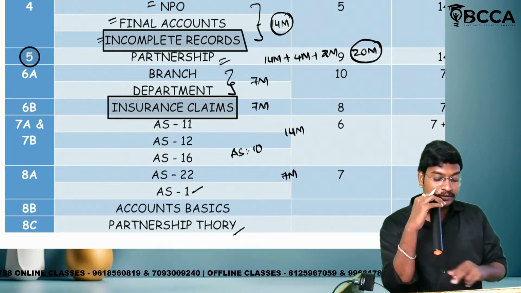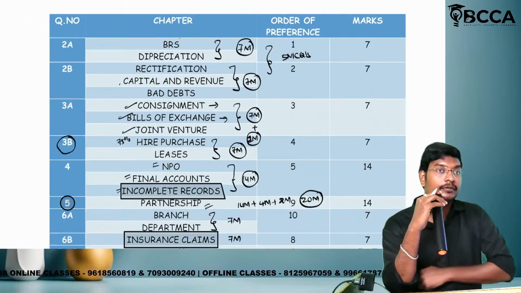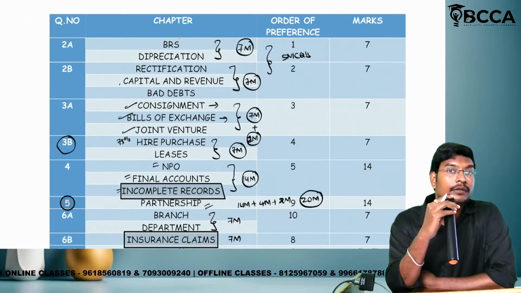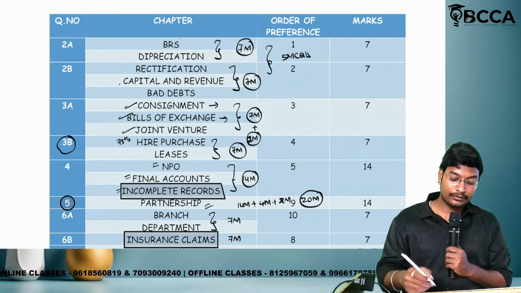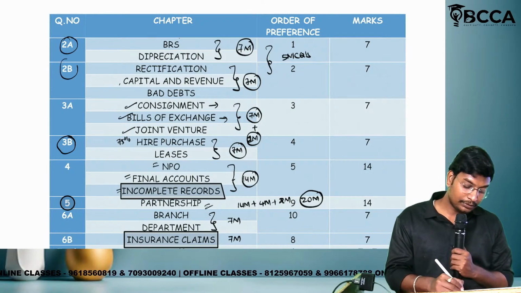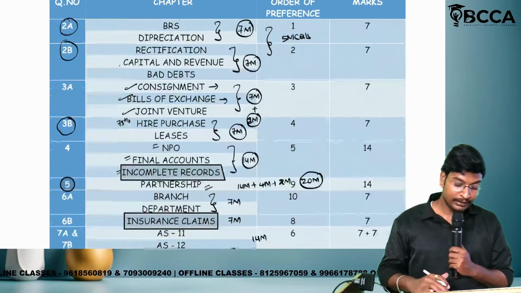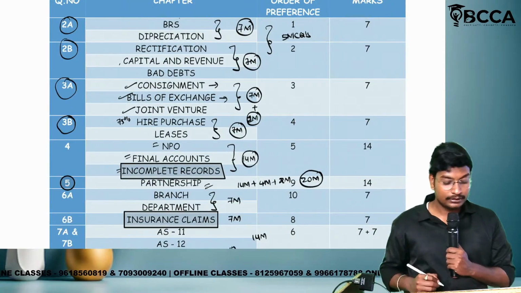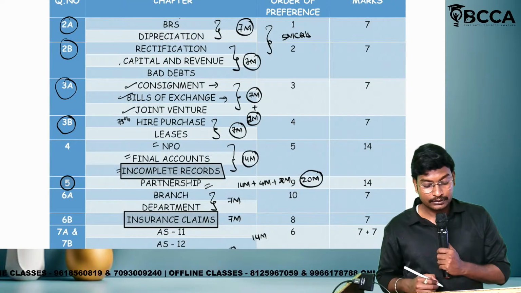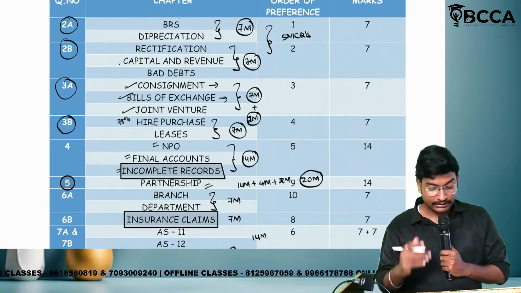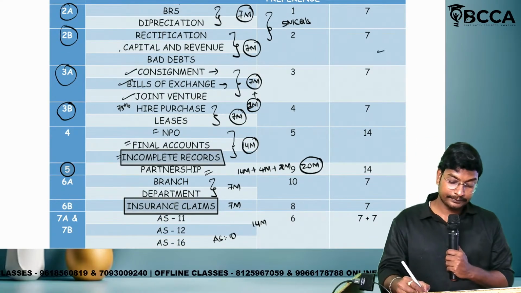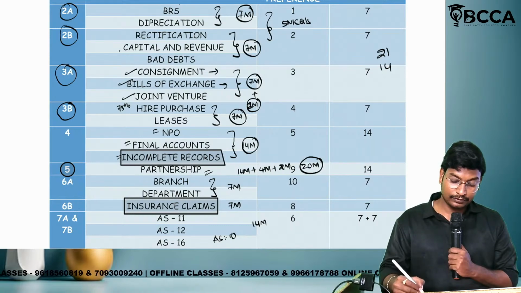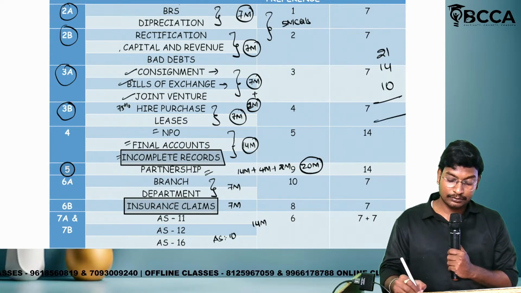If you observe from the basics, what is the meaning of basics, sir? Means from the CMA foundation syllabus, how many marks are we getting? We are getting here 2A and 2B, 21 marks, and 3A, 7 marks. Totally 14 plus 7, 21. 21 plus 14 plus 10 marks. Totally how much?